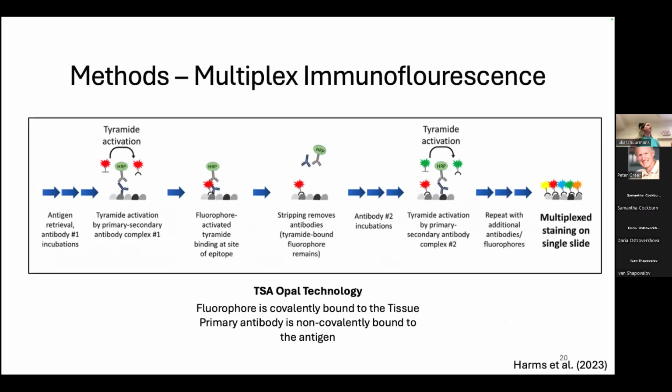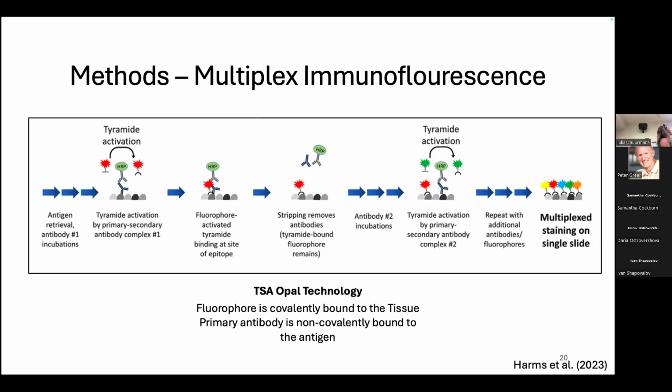There are many different ways to stain tissue, as I'm sure you've all heard. The way that we do ours is through TSA Opal technology. The way this technology works is you have the primary antibody come in and bind to its epitope of interest, followed by the secondary antibody, which is bound to an enzyme, which then catalyzes the reaction of the fluorophore onto the tissue, where it covalently binds to the site of the antigen.